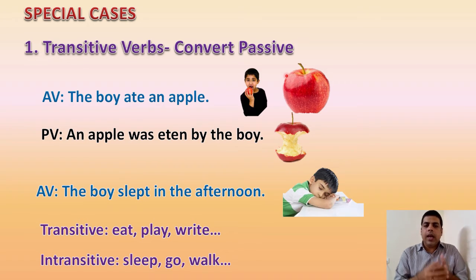For example, if I say I slept, what? I slept on the table, on the bed, at night, but I can't say I slept the bed. It cannot be said. Like that, go, walk, etc. also cannot be converted to passive. That we have to remember.